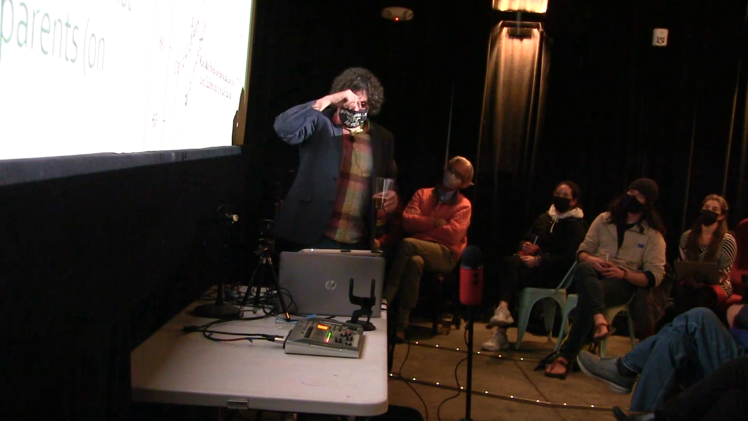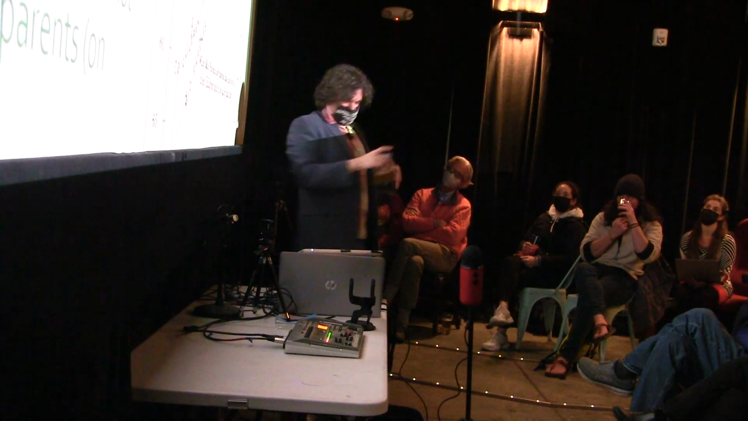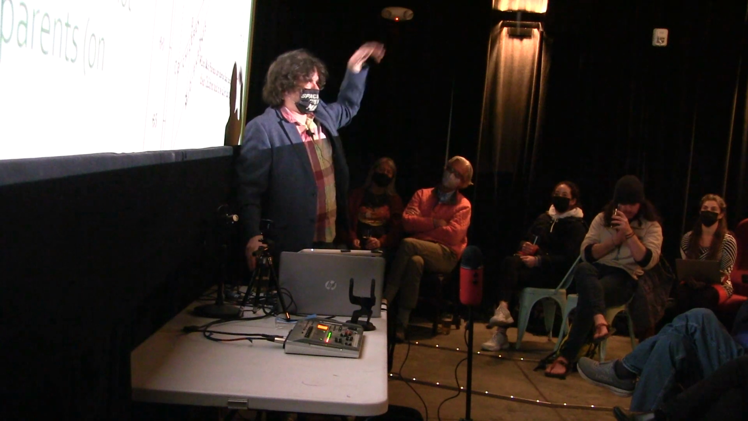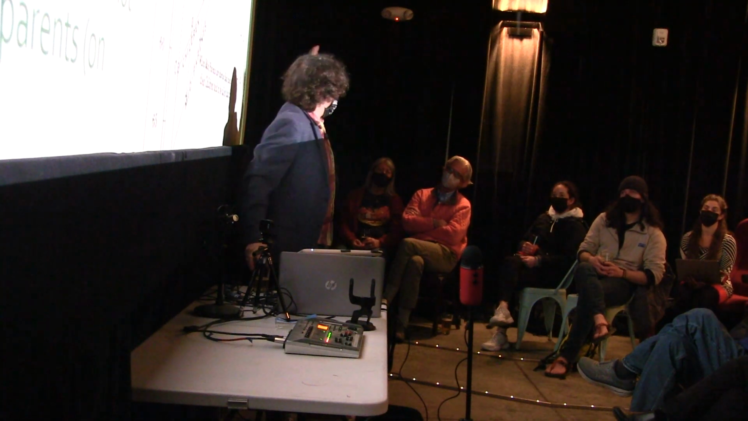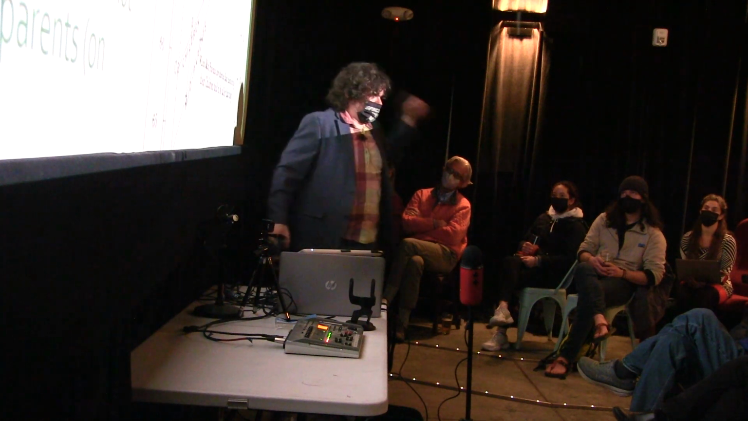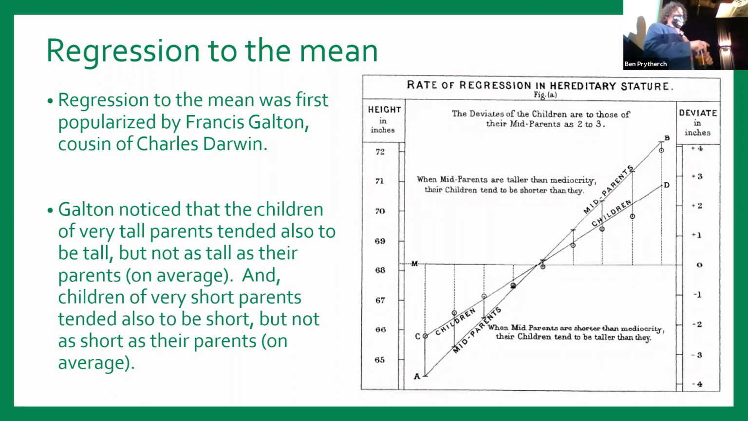This is neat. So what Galton noticed is that the children of parents who were unusually tall tended to also be tall, but not as tall as their parents. And the children of parents who were unusually short tended to also be short, but not as short as their parents. And so their heights were regressing to the mean.